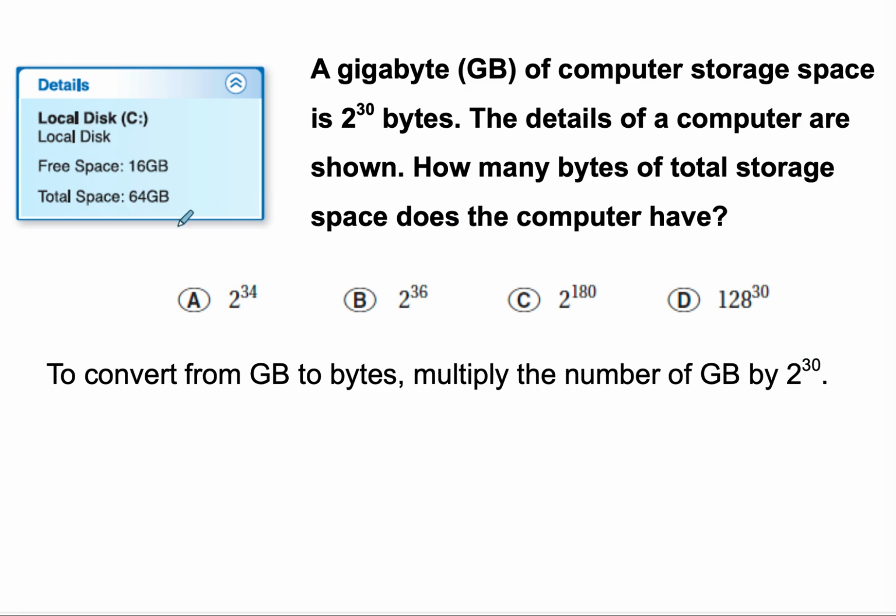So let's take a look over here. We want to know how many bytes of total storage. So we need this information. The total storage is 64 gigabytes, and we want to know how many bytes. So 64 gigabytes. Now our options here have a base of 2. So we're going to go ahead and change 64 into 2 to something. Okay, so let's figure out how many 2's it would take us to get to 64.